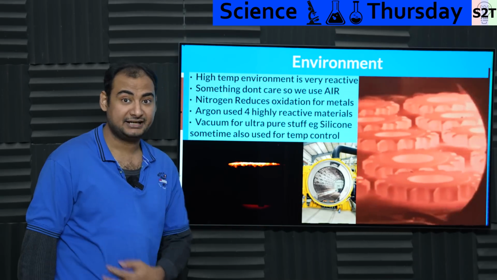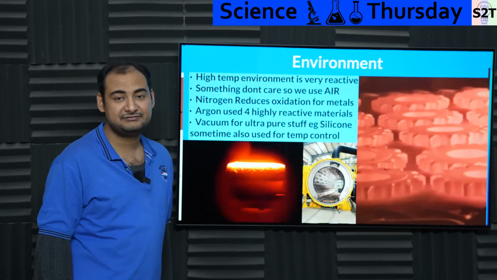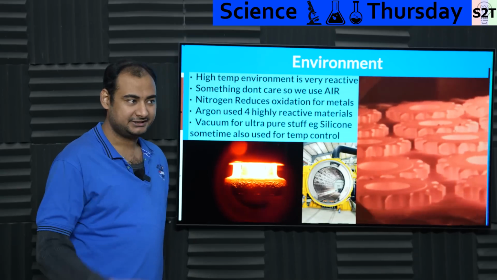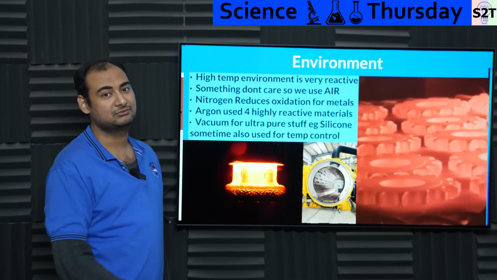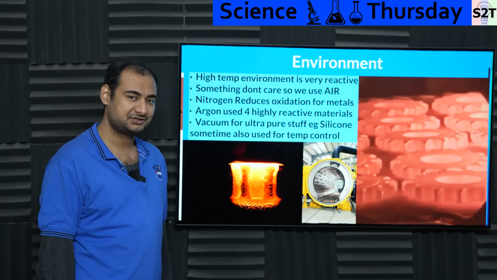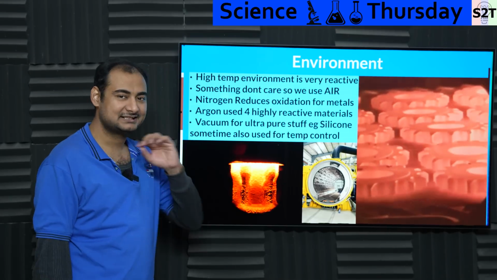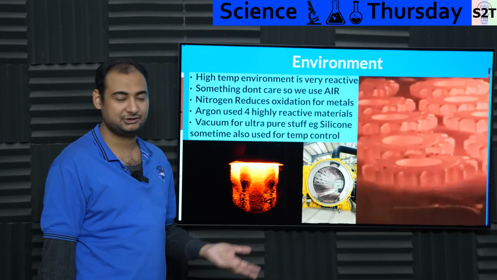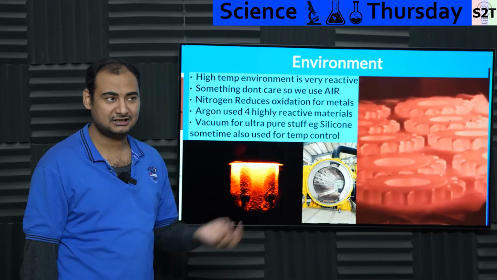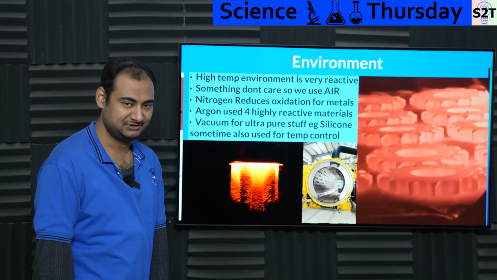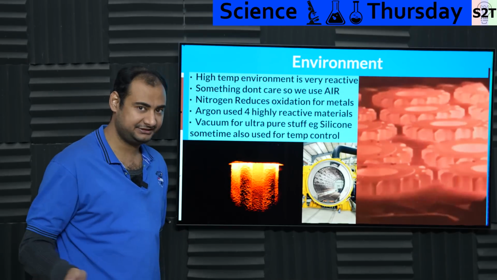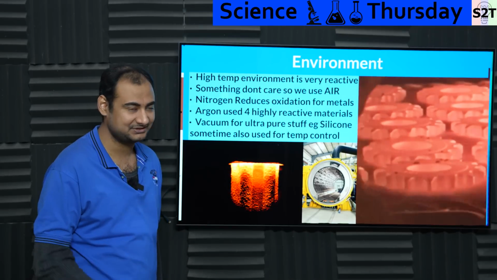Then we come to the environment aspect of it. A high temperature environment is very reactive, meaning you can have stuff that does not care at normal temperature, but elevate it to 1000 degrees Celsius, and it might start creating horrific reactions. That's the whole point. Like if you have PET tubes and 3D printing parts, at normal temperature, who cares? But heat it up to 300, and now it has harmful toxin emissions. That's why high temperature is very reactive with everything. Everything starts to react at high enough temperature.